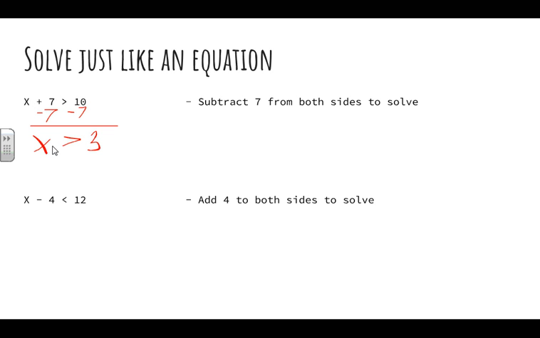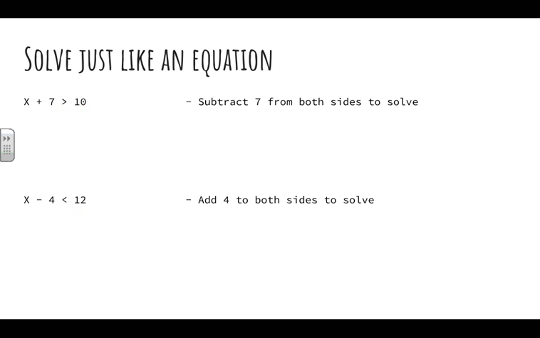If I was going to graph this, I would graph my answer. I would graph X is greater than 3. I would not graph my original. There's really no way to properly do that as far as I know. Down here, X minus 4 is less than 12. We would just add 4 to both sides. We would get that X is less than 16. Once again, this is what I would be graphing. Okay, I've graphed my solution.